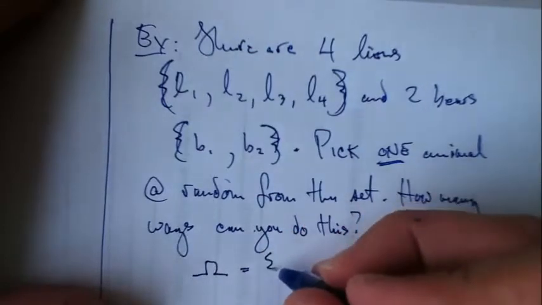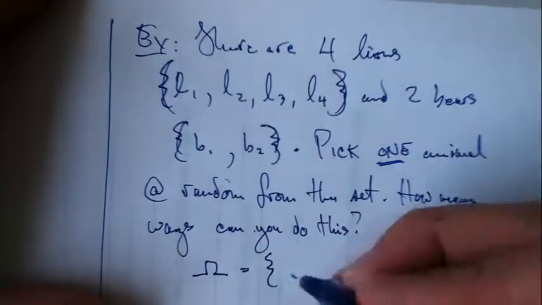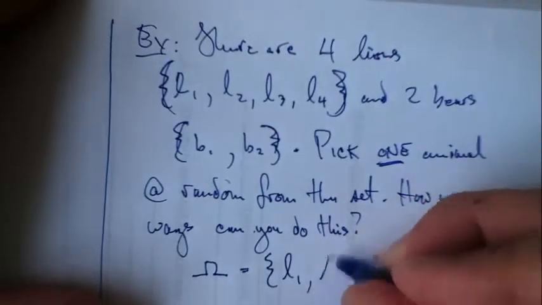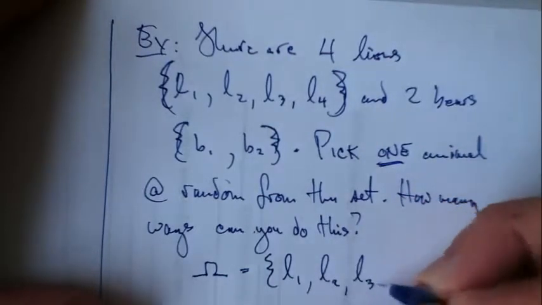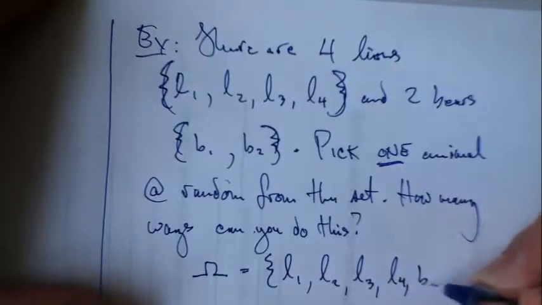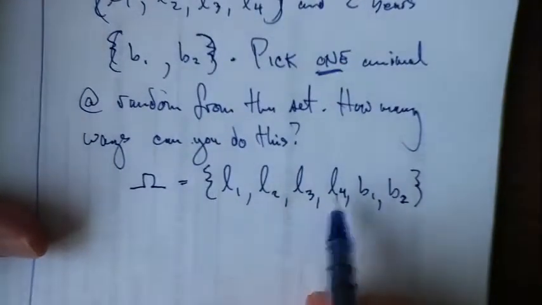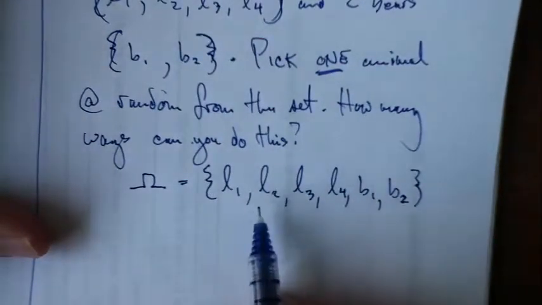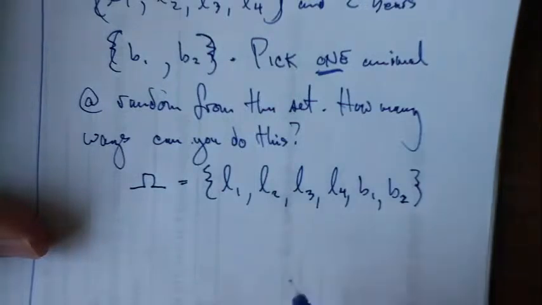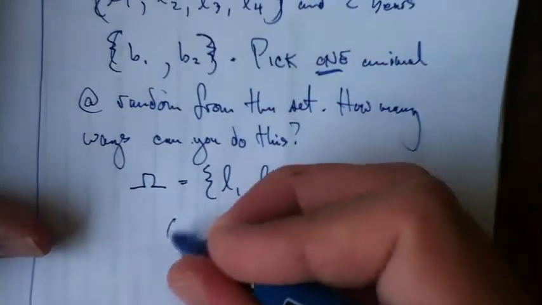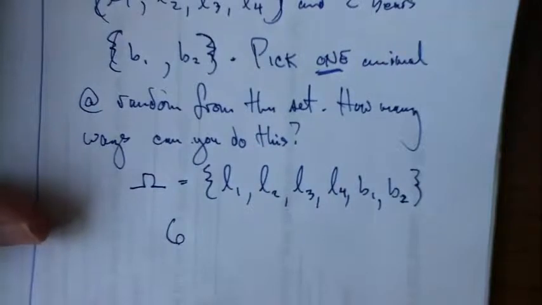This is sort of like performing an experiment, right? I could pick the first lion, or the second lion, or the third lion, or the fourth lion, or the first bear, or the second bear. This is my set of all the possible things that could occur. These are the outcomes. So how many ways can you do this? 6. That's the answer.